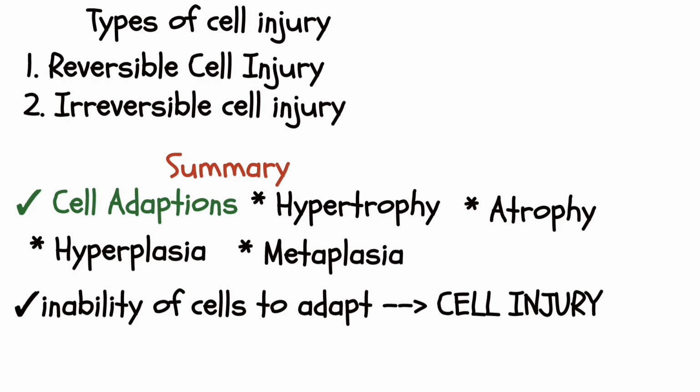When a cell can no longer adapt, cell injury occurs. There are many causes of cell injury which are already categorized as hypoxia and ischemia, physical agents, chemical agents and drugs, infectious agents, immunological reactions, nutritional imbalances, and genetic defects. Cell injury can be reversible or irreversible.